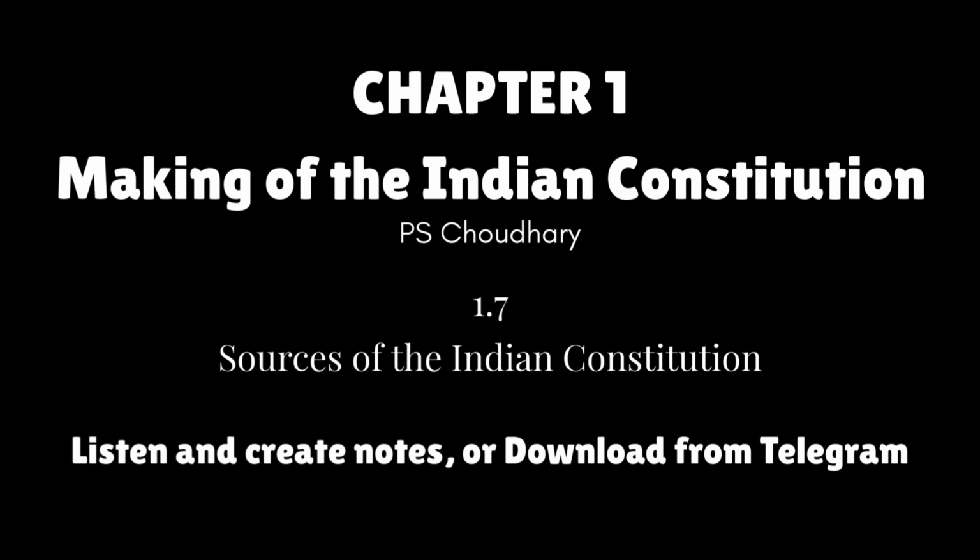Next, from Japan, India borrowed the phrase, procedure established by law. This phrase appears in Article 21, which deals with the protection of life and personal liberty. Unlike the American concept of due process of law, India chose the Japanese wording, which was considered more suitable at the time. Finally, from South Africa, India borrowed the procedure for constitutional amendments. Article 368 requires a special majority of Parliament for many amendments, a concept influenced by the South African Constitution. India also adopted the method of electing members of the Rajya Sabha from the South African system.